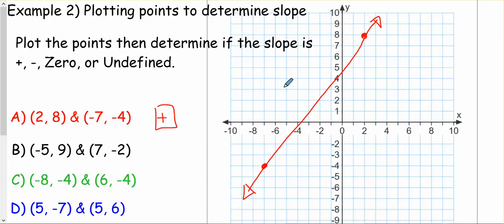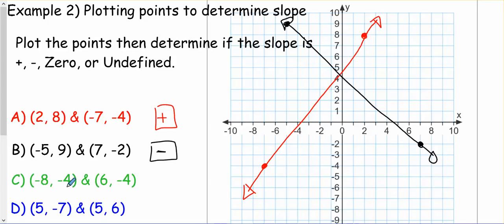Our next one, negative 5, 9, right here, to 7, negative 2, right here. Well, we're going down from left to right, so we're going to say this is a negative slope.